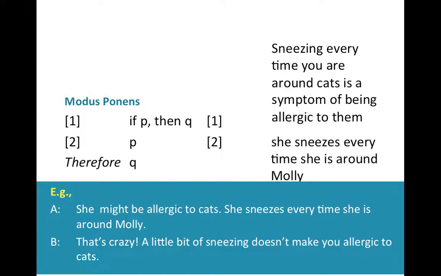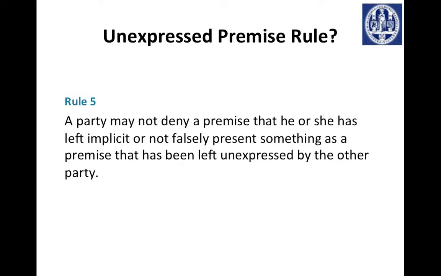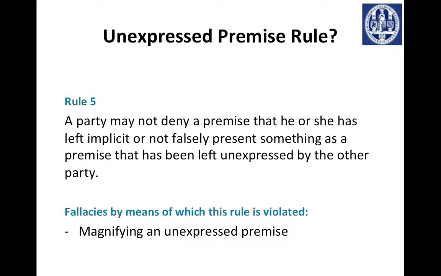Now that's not at all what A claims. A says it's serious. Sneezing is happening every time she's around Molly. So I would say here that indeed it is a violation of this rule, of the unexpressed premise rule, and that it is a magnification of an unexpressed premise. And that is one of the fallacies you can commit by violating this rule. The other one is, and we haven't talked about that, but now we do, is denying an unexpressed premise.